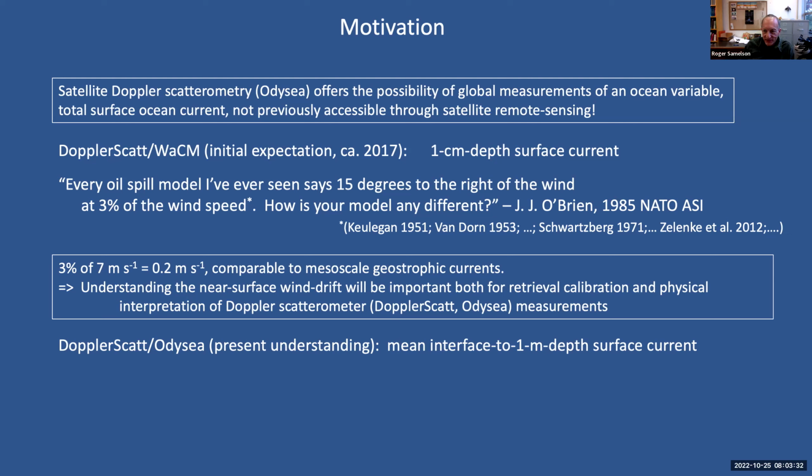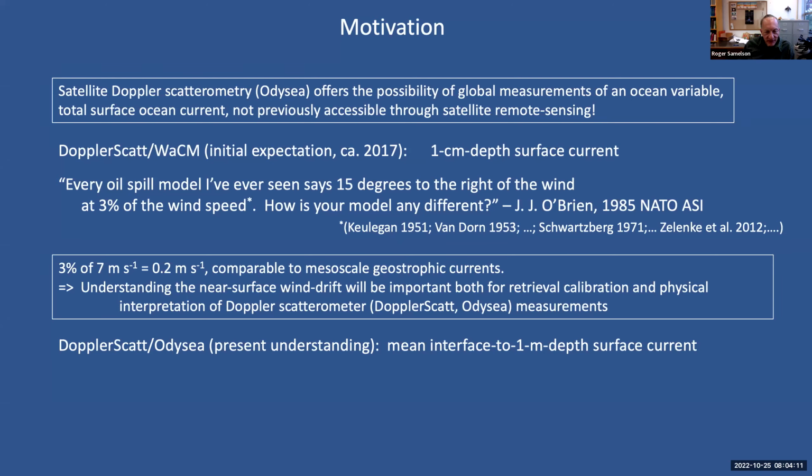The Zelenki reference there is to the NOAA operational manual for how to model oil spills. And if you think about that 3% at 7 meters per second wind, that's 20 centimeters per second. So it's comparable to mesoscale geostrophic currents. So overall, the idea that understanding this near surface wind drift will be important, both for recalibration of the retrievals and for physical interpretation of the measurements of Doppler scat, the airborne version that is now flying in S mode and other experiments, and the future Odyssey. It really is what started me to think about this problem.